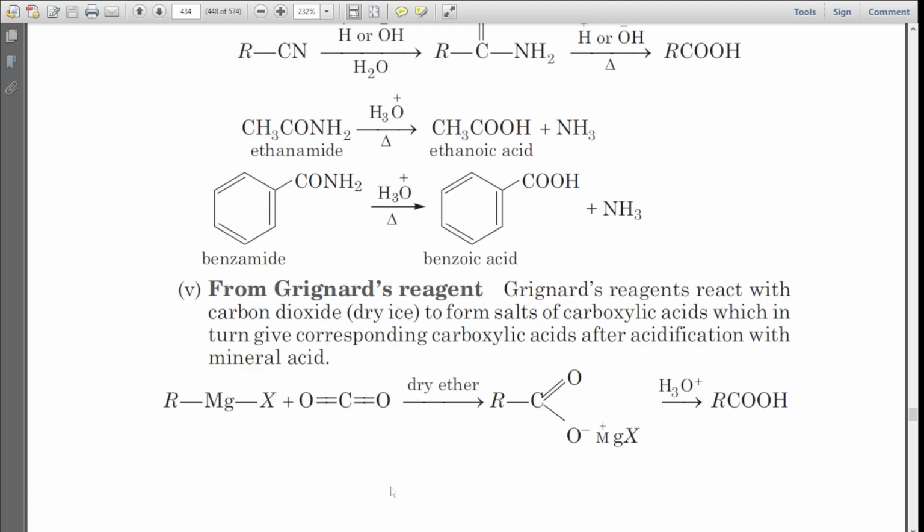From Grignard reagent also it can be prepared when Grignard reagent reacts with carbon dioxide in the presence of dry ether. We get this compound which can be further hydrolyzed to form carboxylic acid.